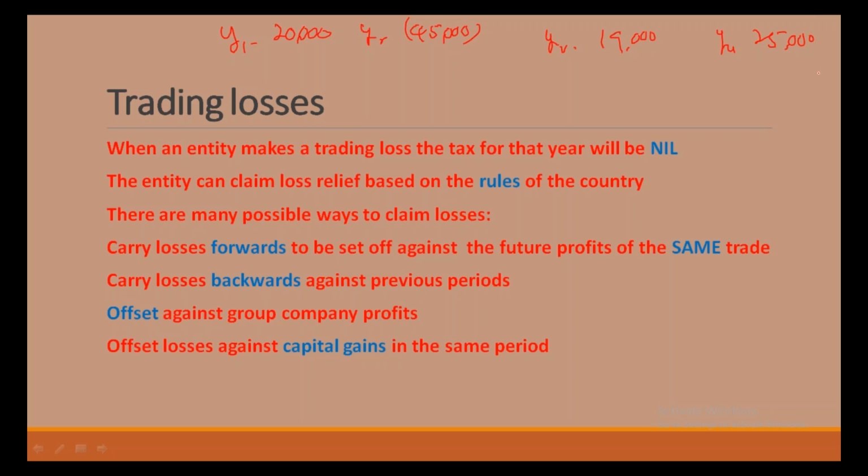So year 1 we have made a profit of 20. Year 2 we have made a loss of 45. So the moment we make a loss of 45, in that year tax is 0 straight away. But that 45,000, first of all, we can carry back. So we can go to year 1, and out of 45,000, since there is 20,000 profit, we can set off 20,000. You can't set off anything more than 20,000.